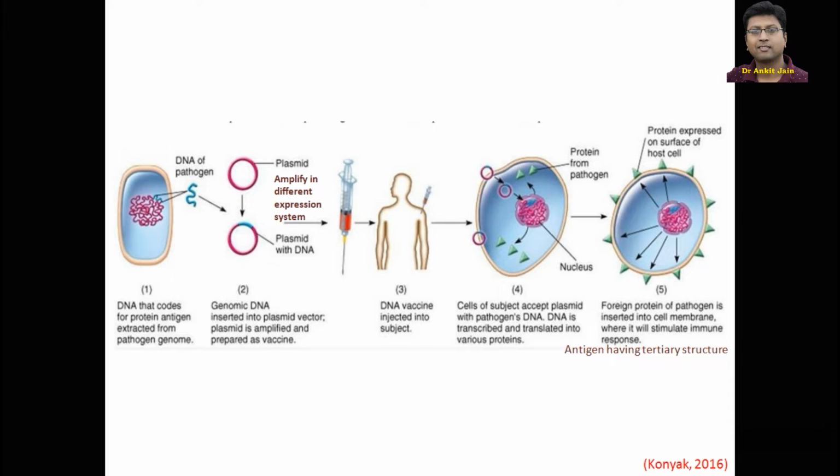Then what will the DNA do inside the body? It will transfect the cell and reach inside the nucleus. Here the DNA expresses itself and produces the mRNA, and finally the protein, and that protein is inserted outside the cell membrane. These proteins further provoke an immune response in the form of endogenous antigens.